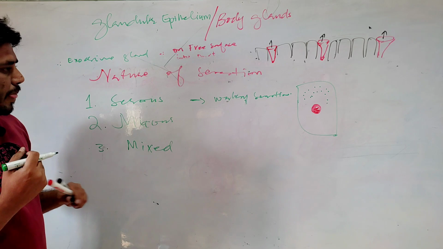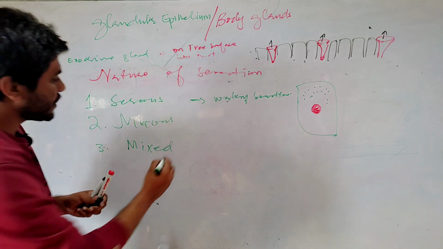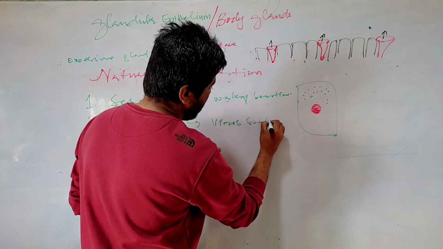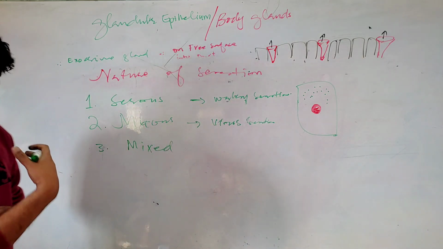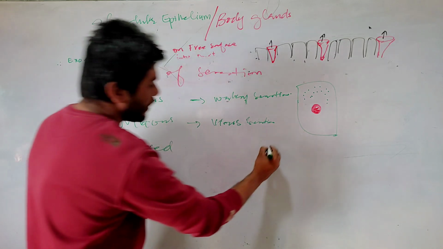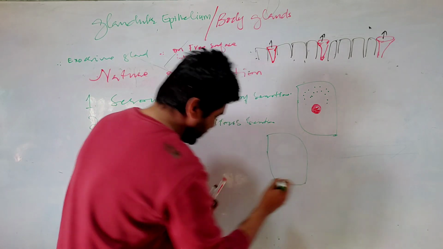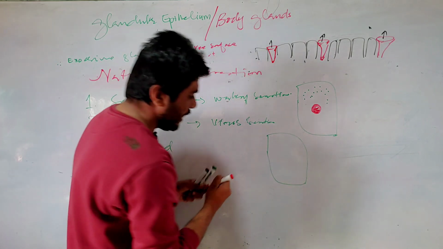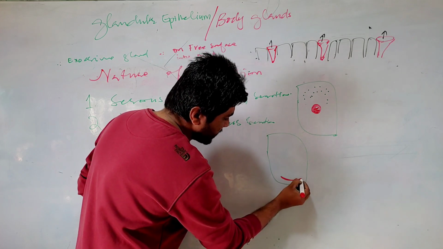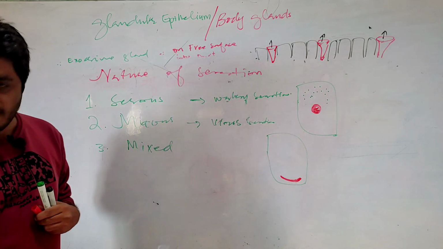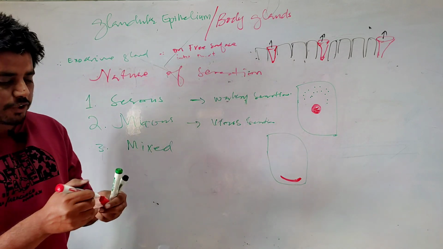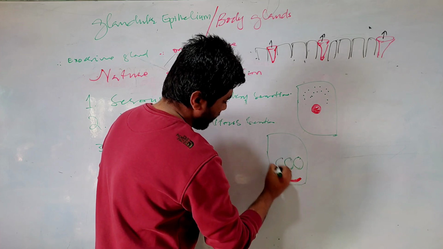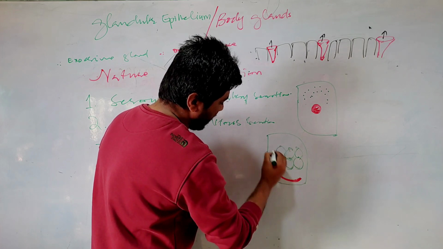The next one is the mucus secretion. Mucus secretion is a viscous secretion. If you look at a cell which is producing mucus, you will find the nucleus of that cell is flattened like a disc and located at the base, and the remaining cytoplasm is filled with many droplets, many granules.